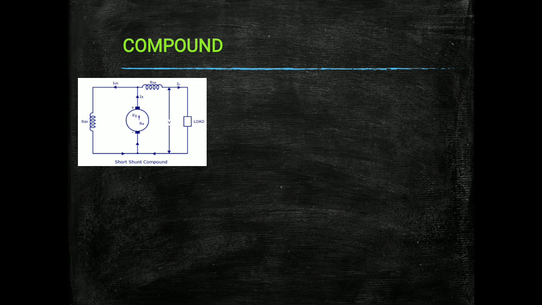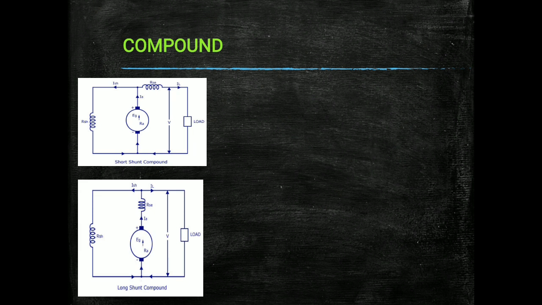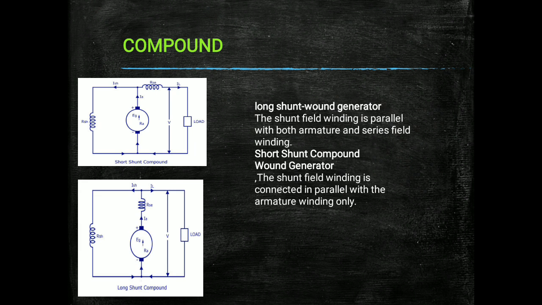Now, the last slide is the compound generator. Compound generator means there are two field coils present. One is the series field, another is the shunt field. So there are two types of compound generator. One is long shunt, another is short shunt.